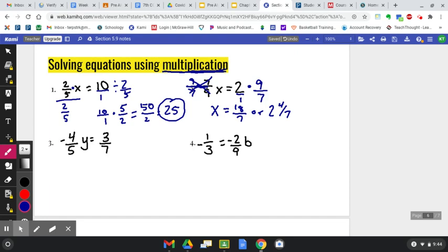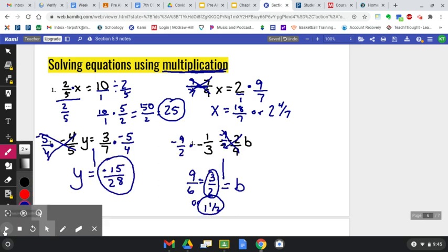So take a minute and see if you can do number 3 and number 4. All right, pause the video here and then check back for your answer.